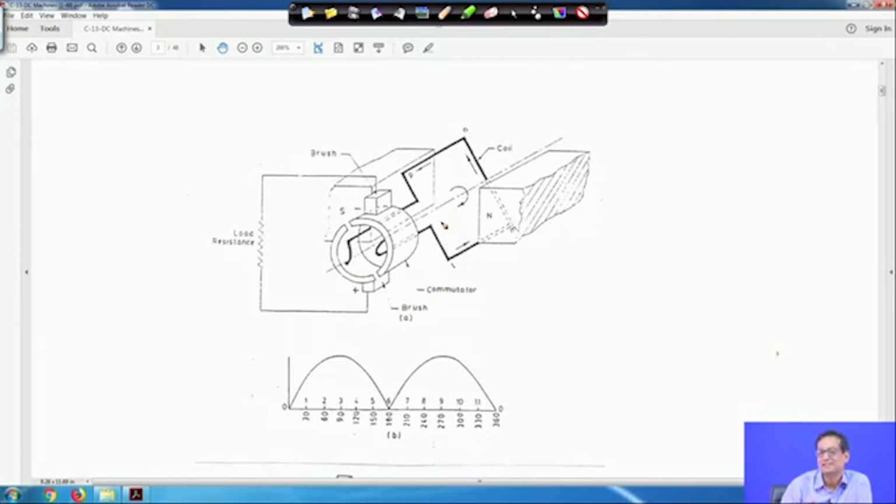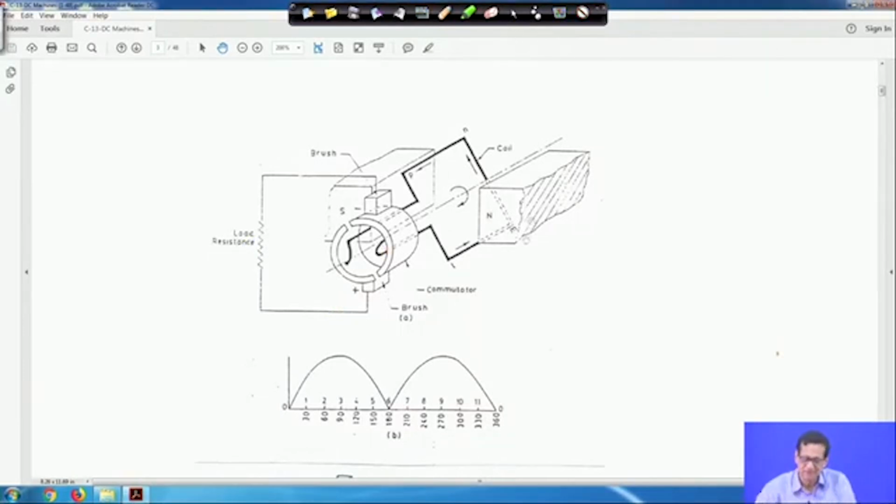Since the current will be DC, and some load resistance is connected here, the power will flow like this. This is just for the sake of explanation; I have taken this diagram from a book. In the actual DC machine you have several commutator segments, and they are insulated from each other.